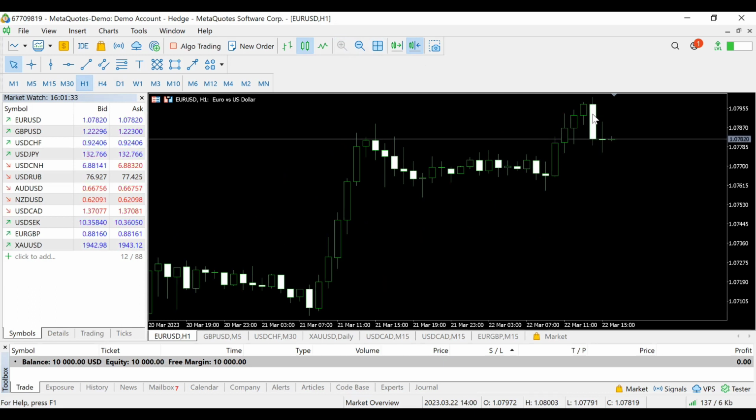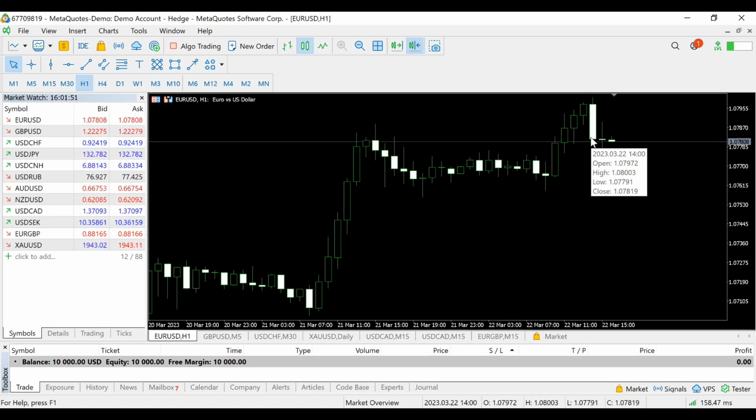If you put the cursor on it on your MetaTrader PC, it is going to give you the data as you can see there. So it's telling you that the candle was formed at 2 o'clock, so it will be 2 to 3 o'clock. That's when the candle was formed. It gives the numbers, the open price and the close price. So that's all about this series.